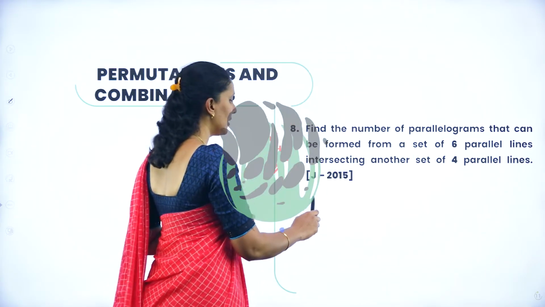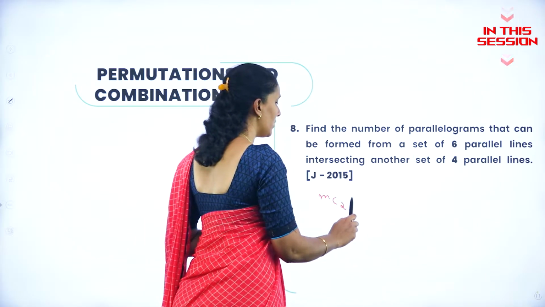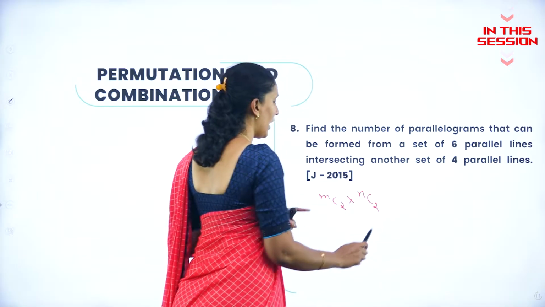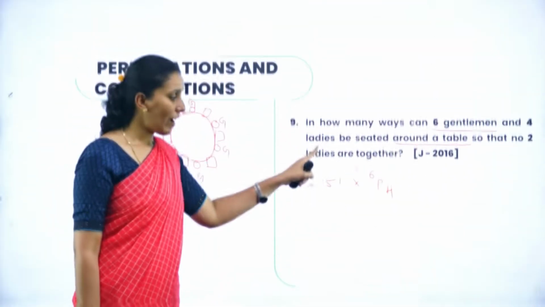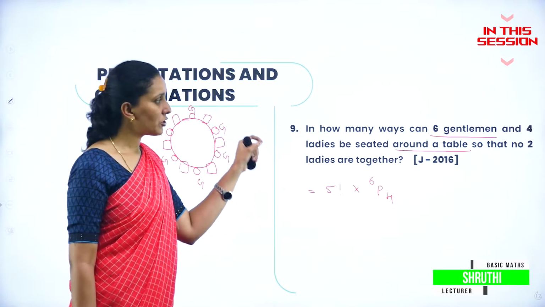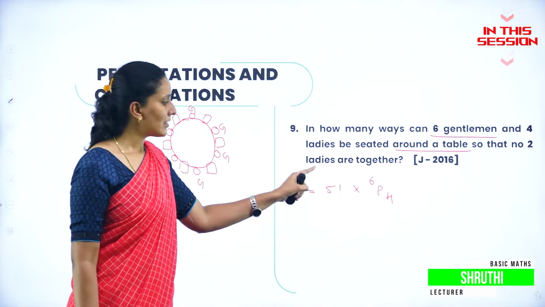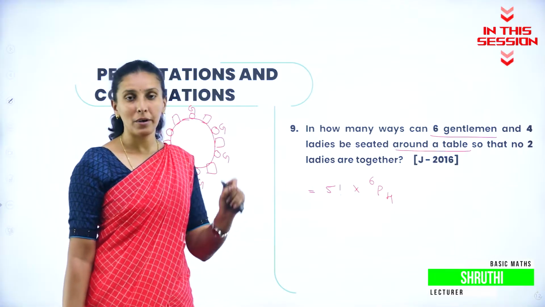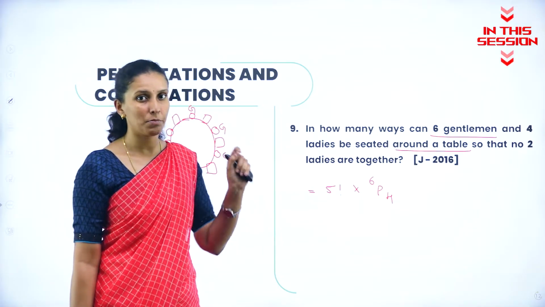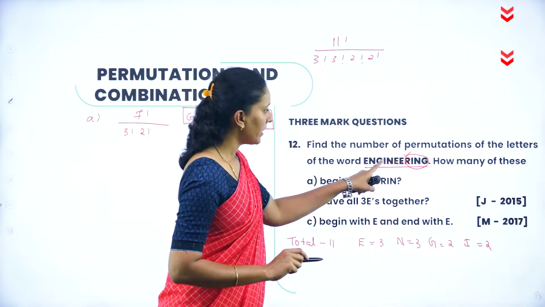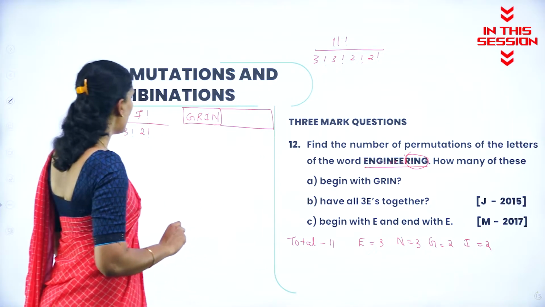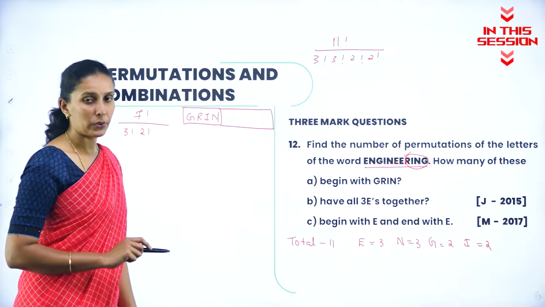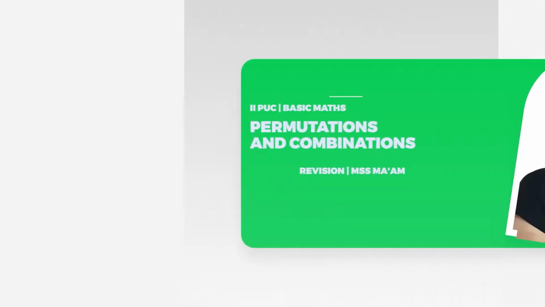have a formula that is MC2 into NC2, where M lines intersects with N lines to form a parallelogram. 5 factorial represents the arrangement of 6 gentlemen and 6P4 represents the arrangement of 4 ladies in 6 positions. G is not repeating, I is not repeating. So the only cases are 7 factorial by 3 factorial and 2 factorial.